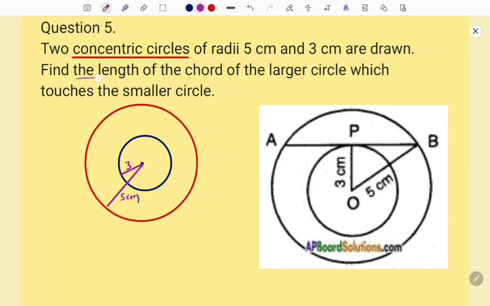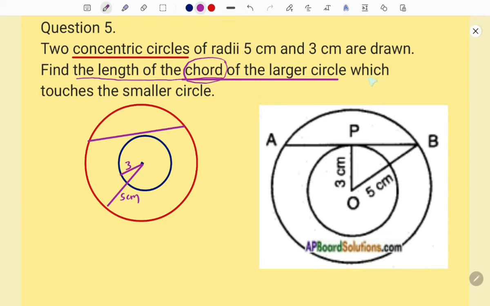He asked that the length of the chord. Okay, what is the chord here? To which circle? Small circle or larger circle? He given that the chord of the larger circle. Now here I can draw a chord of larger circle. See, suppose now here I can draw as like this is the chord of the larger circle. Yes or no? The chord of the larger circle.